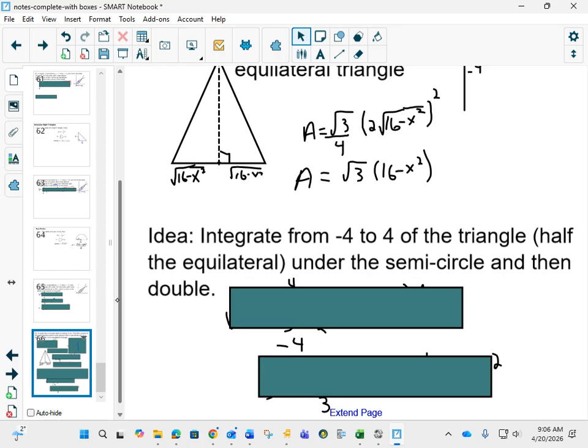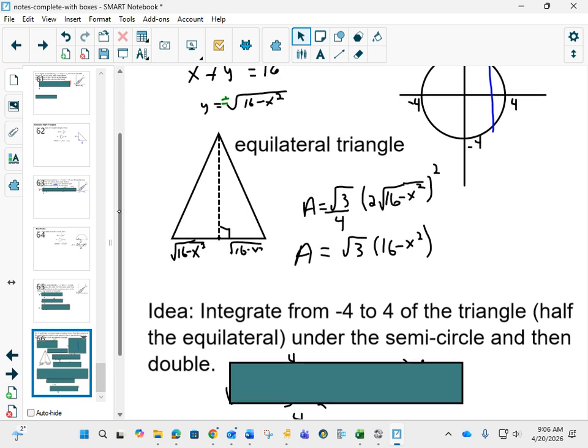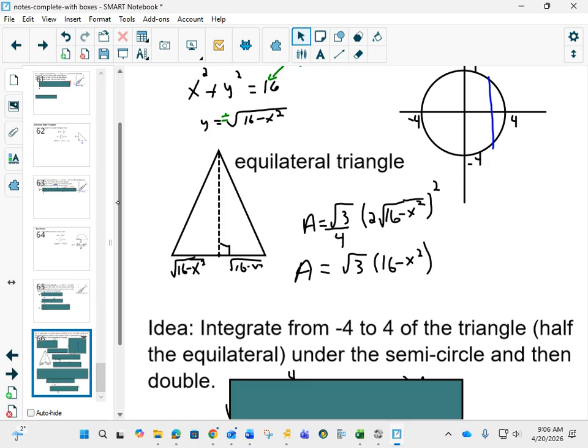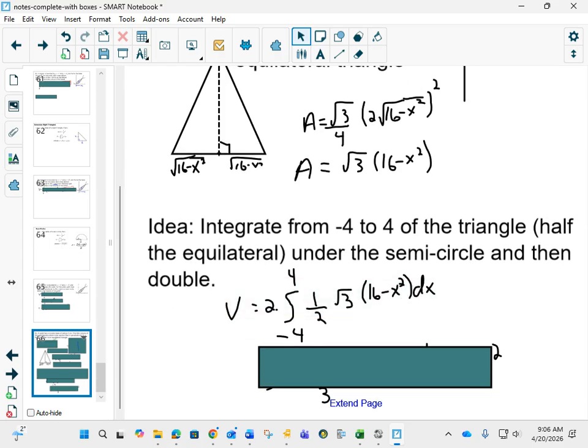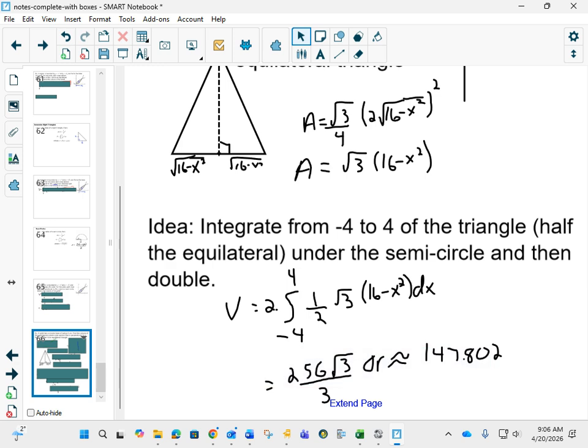One idea you could do is you could just do the top half of half the equilateral triangle and then double it. You could take the whole triangle and do it from -4 to 4 as well. Halving it and doubling it really doesn't do anything, does it? They would just cancel each other out. So I'd probably just go from -4 to 4 of the whole triangle. But either way, you will get 147.802.